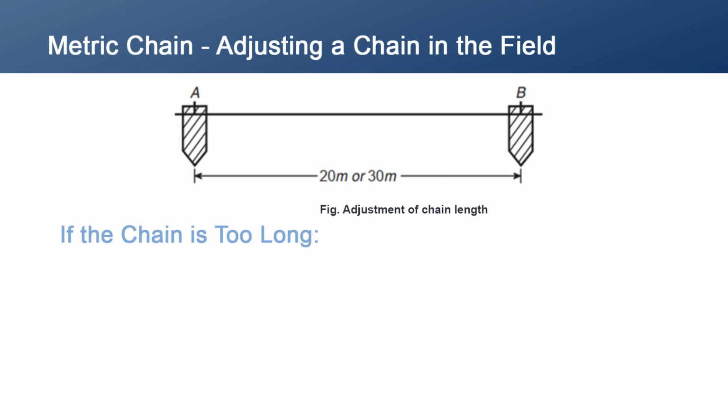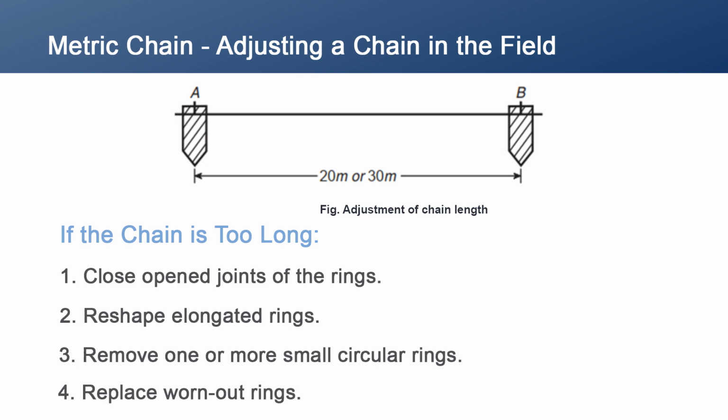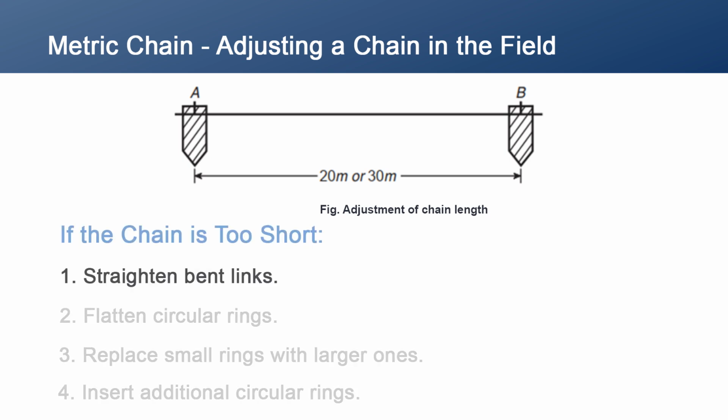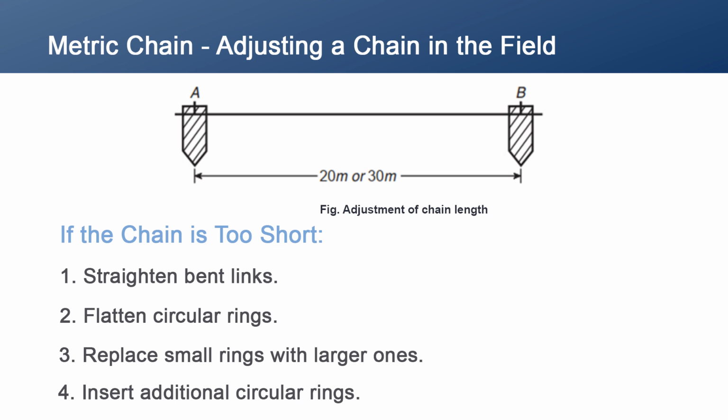If the chain is found to be too long, you can adjust it by closing the open joints of the rings, reshaping the elongated rings, removing one or more small circular rings, or replacing worn out rings. And if the chain is too short, you can straighten bent links, flatten circular rings, replace small rings with bigger ones and insert additional circular rings. Make sure adjustments are done symmetrically to keep measurements consistent across different parts of the chain.